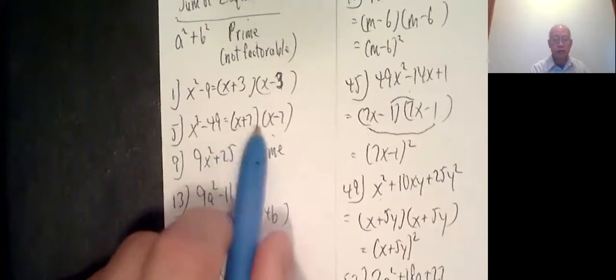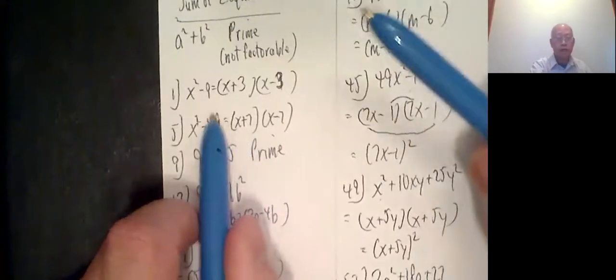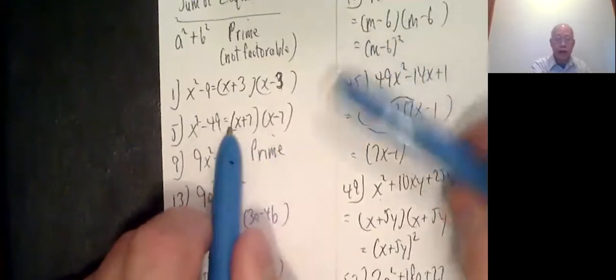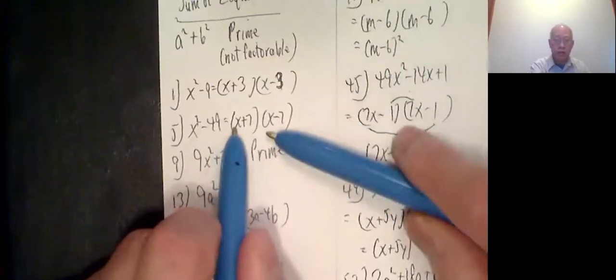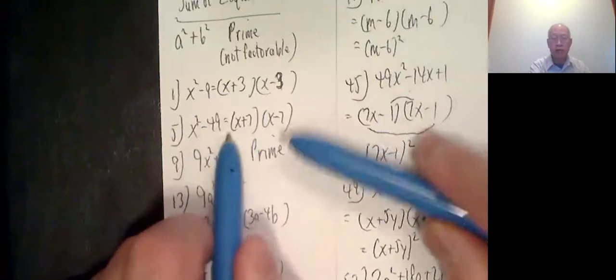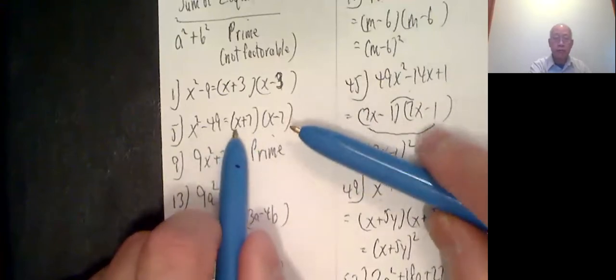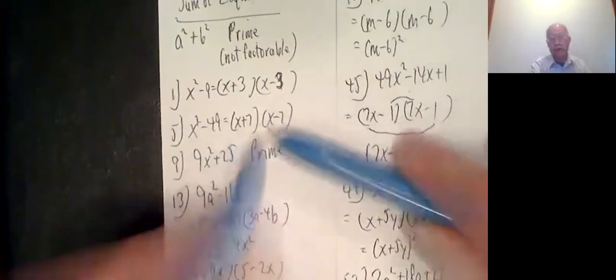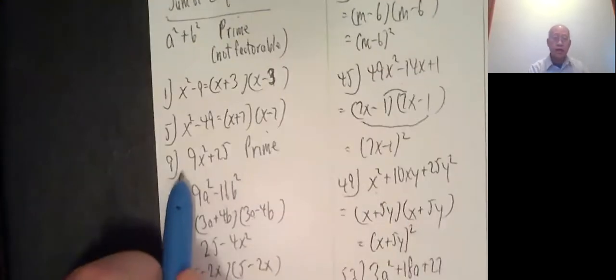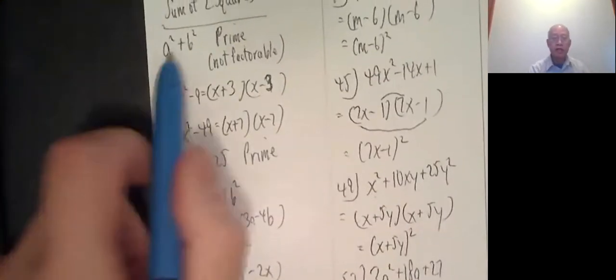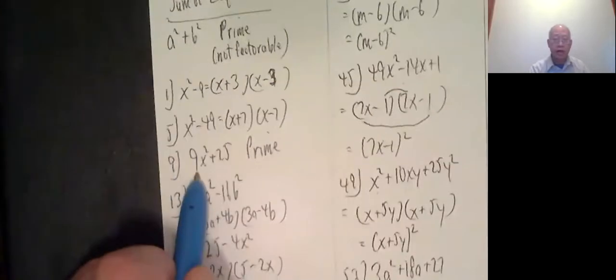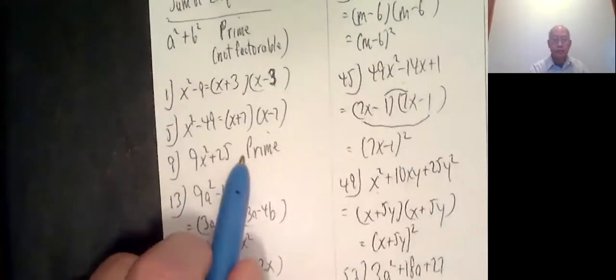Of course, you can check by multiplying it back out. You only need to do first and last, because when it's of this type, the outer and inner will always cancel out. X squared minus 49. If you're not convinced of that, check the FOIL. Outside is negative 7x, inner is plus 7x. They cancel out. Number 9 is automatically prime. That's the sum of squares. 9x squared plus 25, that's prime.